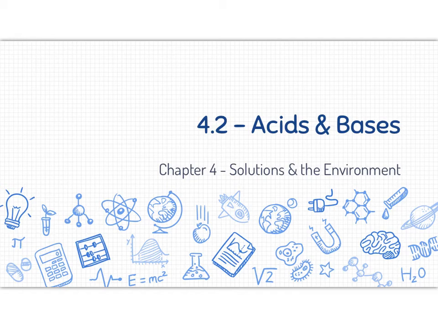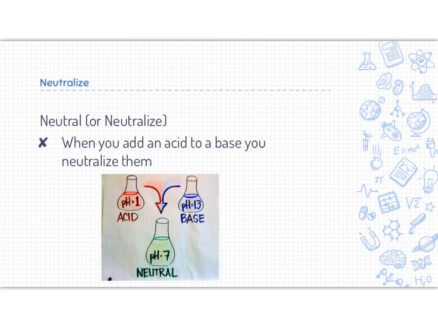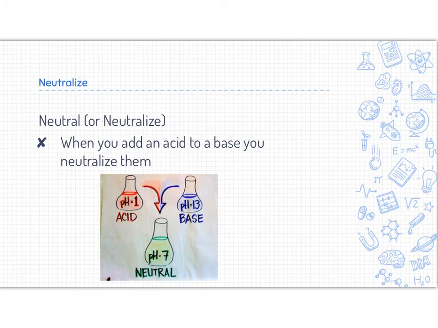Taking a look at 4.2, which is acids and bases in chapter 4. So we'll get to the definition of acids and bases, but they use the word neutralized, so it's kind of six of one, half a dozen of another on who we define first. So something that is neutral typically has a pH close to 7. So approximately 7, not equal to, but approximately. So around 7.